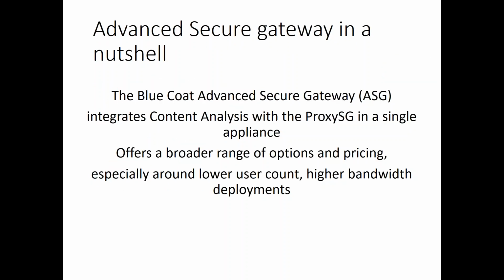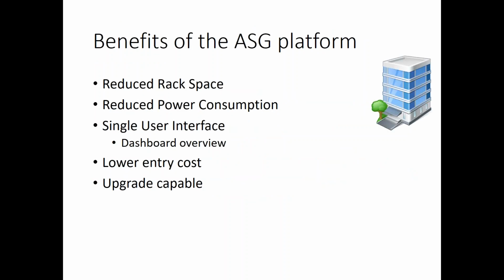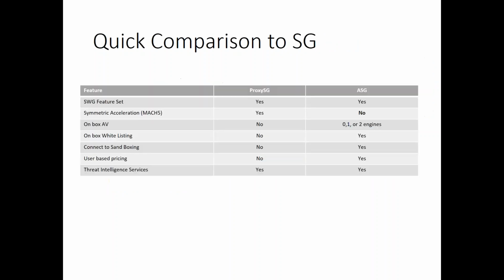Oh, sorry, the other thing I meant to talk about there. The other benefit here is you've got a broader range of options and pricing, especially around the lower user count, higher bandwidth deployments. And the other benefits obviously are here. You don't need two appliances anymore. You just need one appliance, so that's reduced rack space. Obviously, again, one appliance, reduced power consumption, single user interface, and a low entry cost point. And the other good thing as well, these are now field upgradable. So let's have a quick look in comparison.